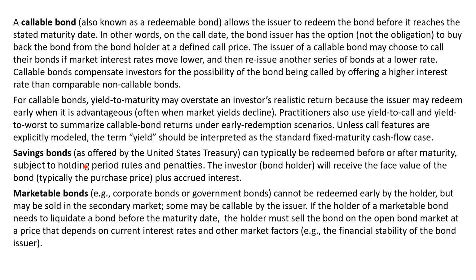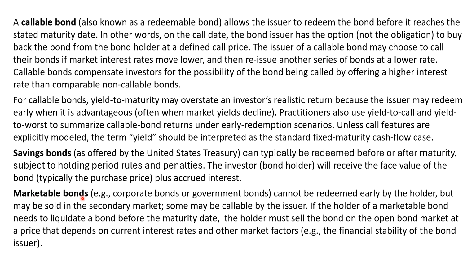Then we have two other types of bonds. We talked about the savings bonds. They can typically be redeemed before or after maturity, subject to holding period rules and penalties. The investor, the bondholder, will receive the face value of the bond, typically the purchase price plus accrued interest. These vary based on the country and the type of savings bond.